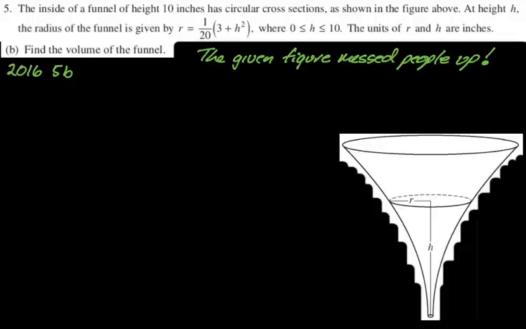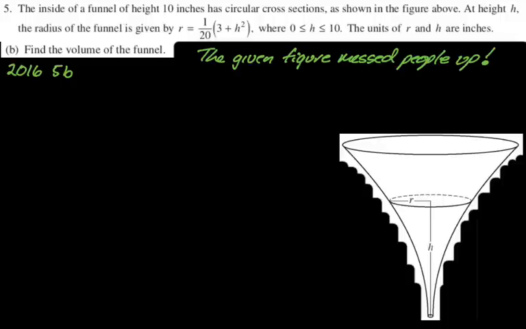Next up, this is 2016 5B, so we're still doing an area volume thing. People just kind of freaked out about this. I think the reason people freaked out is that the picture that they gave you is a little deceptive depending on how you want to look at the function, right?